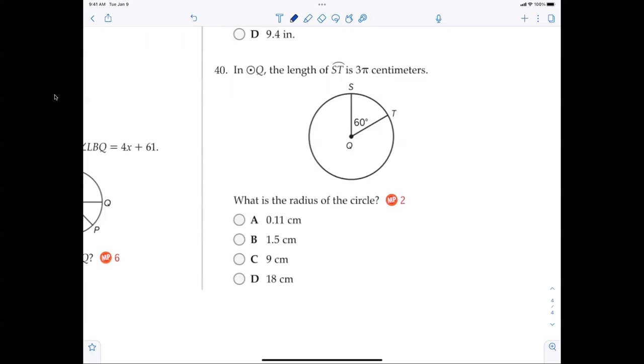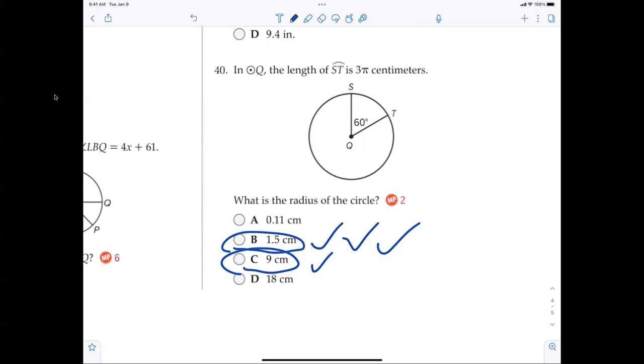What is the answer? I got B. I got C. What'd you get? B. C. Come on, Ben, what do you think? I got B. Okay, now, come on, guys.